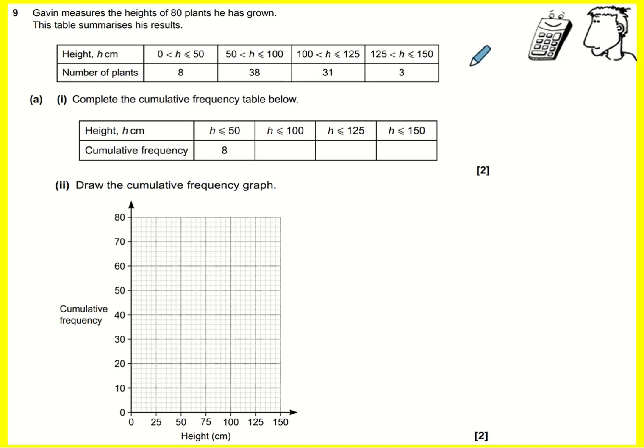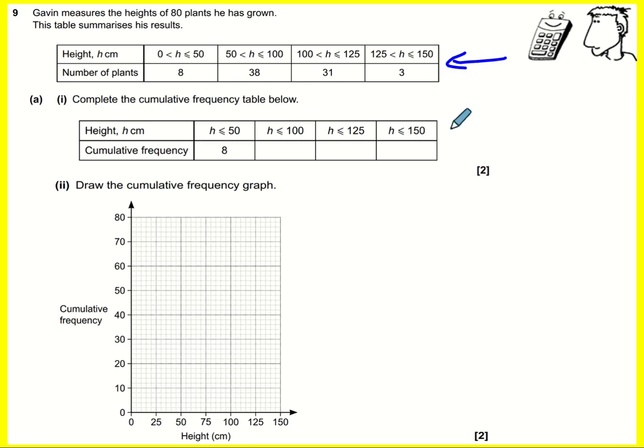The first table is known as a grouped frequency table because I've got frequencies along the bottom row, and then I've got groups of heights, but I don't know whether they're all, say, 49 centimeters or 1 centimeter, or maybe they're in between, and we sort of assume they're going to be spread quite evenly. How do we get a cumulative frequency table?